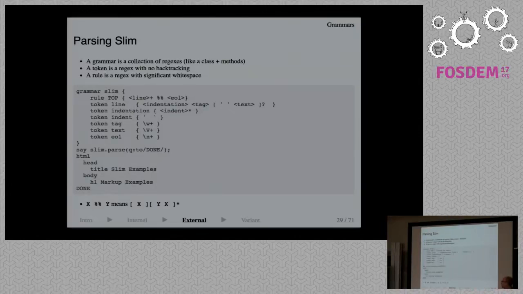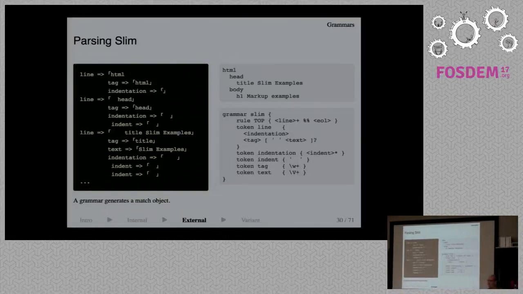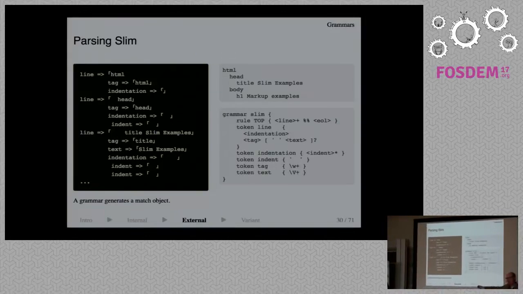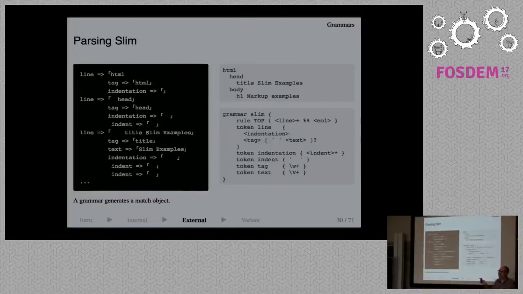So if we parse this particular code using this grammar, we end up with a match object. This is a nested data structure, and the structure looks like the rules that we just had in our grammar. So we end up with a sequence of lines, and each line has a tag, and it may have some indentation.